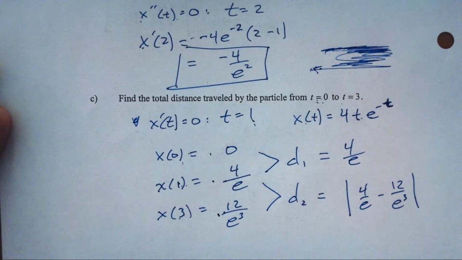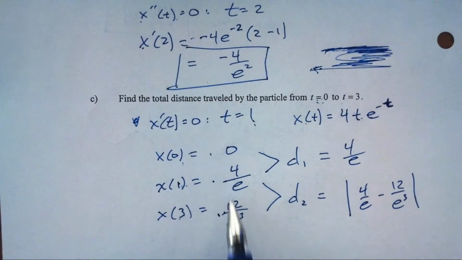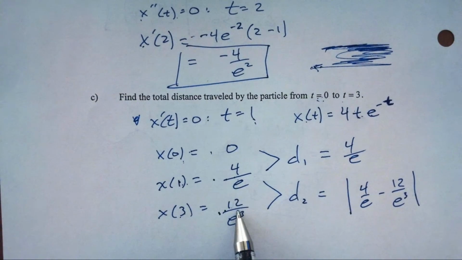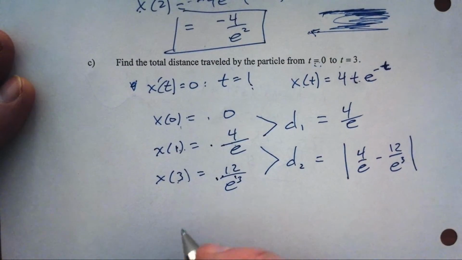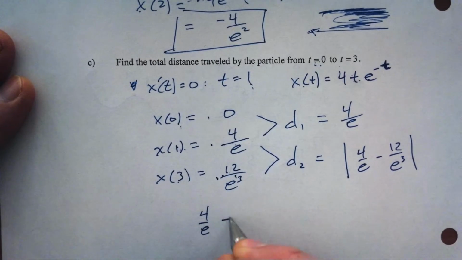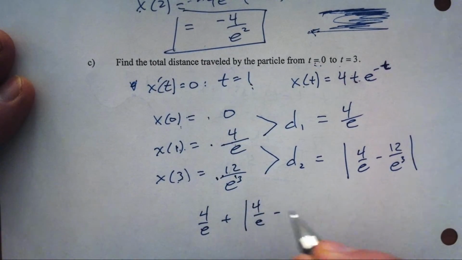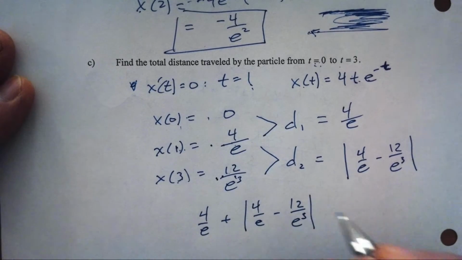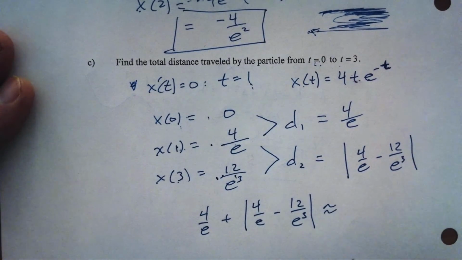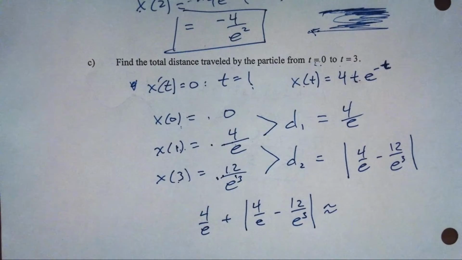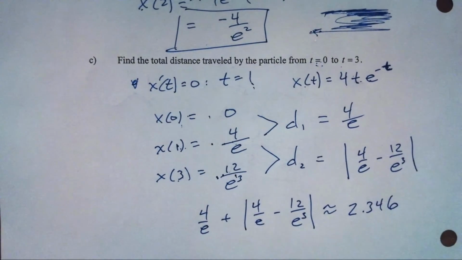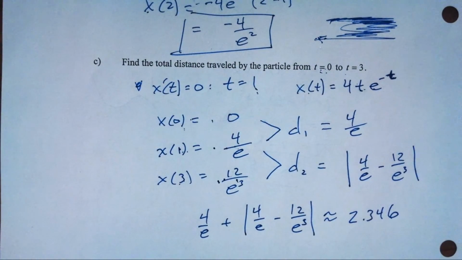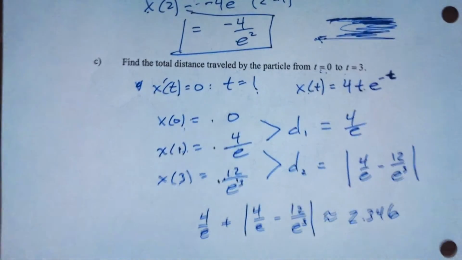That makes sense? Now you could go to your calculator and find out which one of these is bigger and never work with absolute value. Okay. So our total distance equals 4 on e plus absolute value 4 on e minus 12 on e cubed. Or approximately, let's see, do I have that up here? Does this sound right? I had a key out. This is 2.346. Is that what the key said for this? Is that all right?